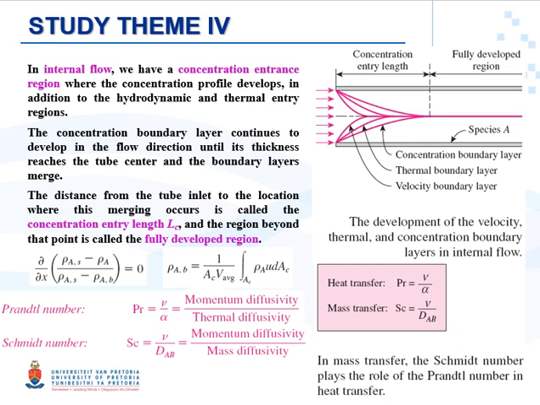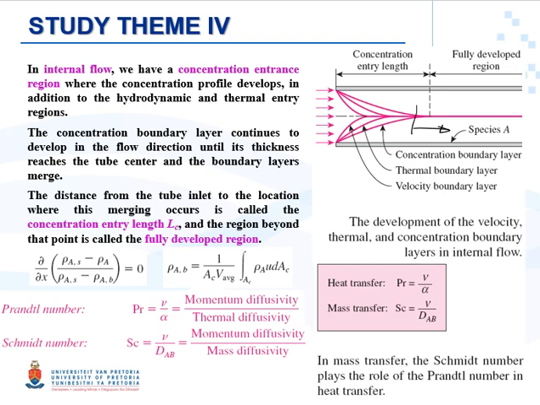We call it L_C, exactly the same as in convection heat transfer, where it was the thermal entry length. And the same as in convection heat transfer, we can say that the region after this point is called the fully developed region. So after they merge, the rest we can say is fully developed.